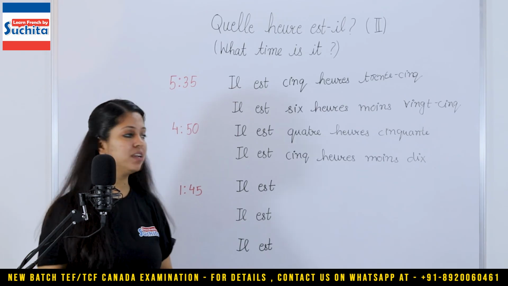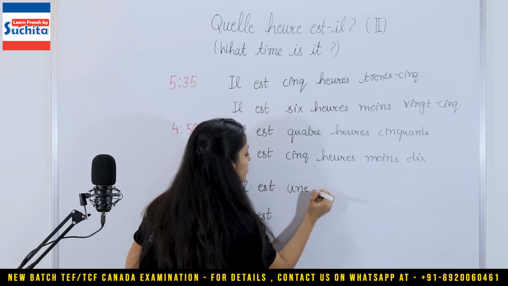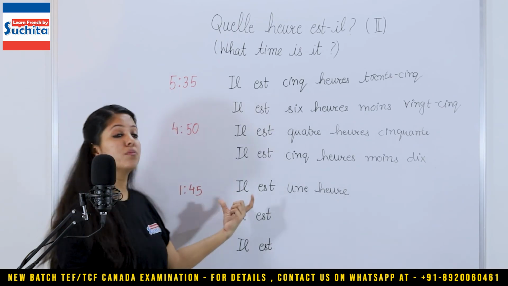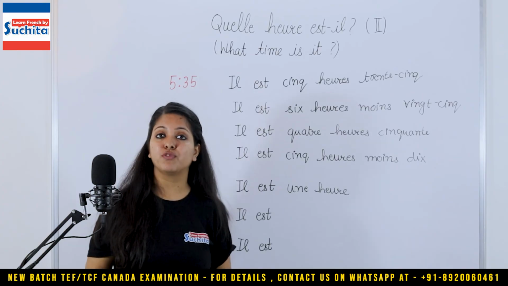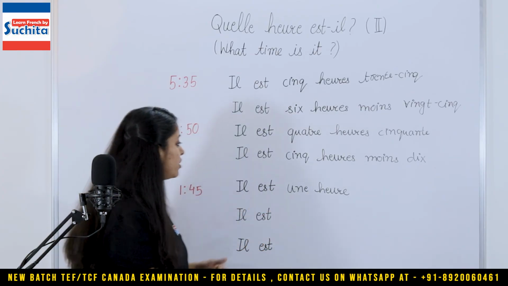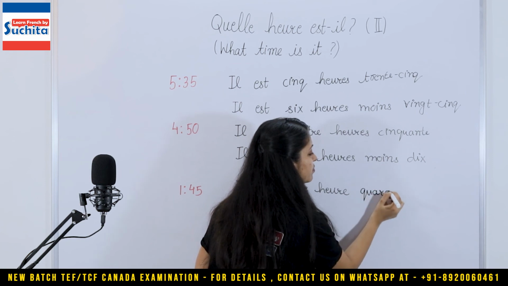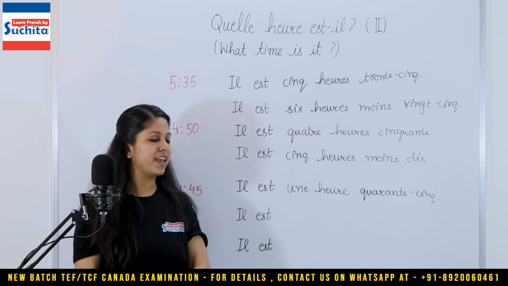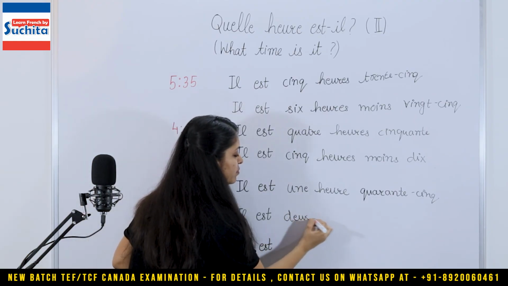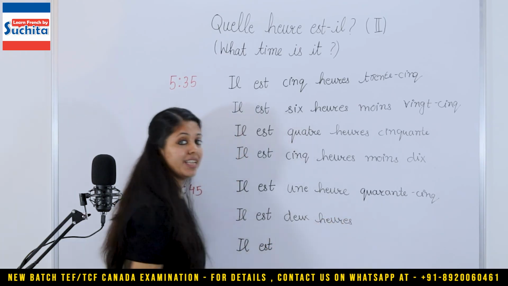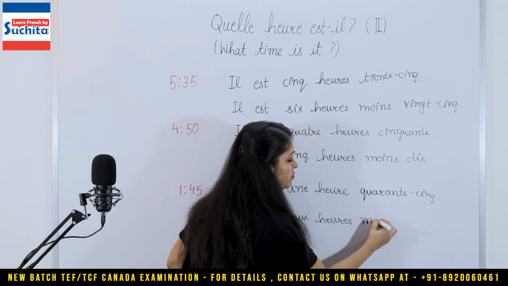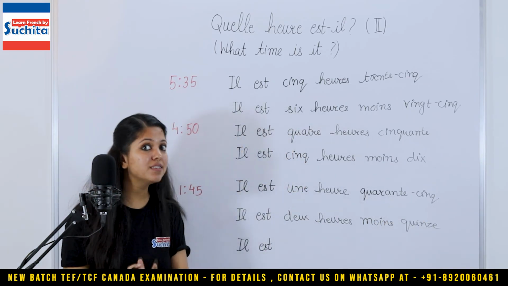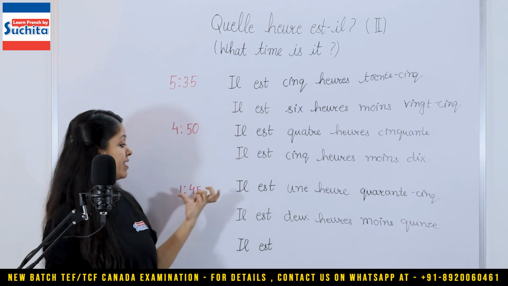How do you say it is 1:45? So you say il est 1h45. Why do you say 1h? Because the word heure is feminine, and you will not put an S. Il est 1h45. You can also say il est 2 heures moins 15.